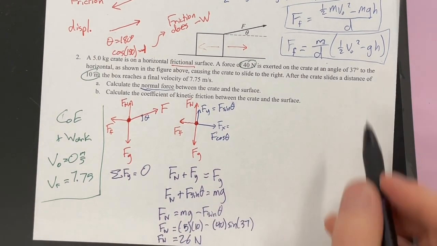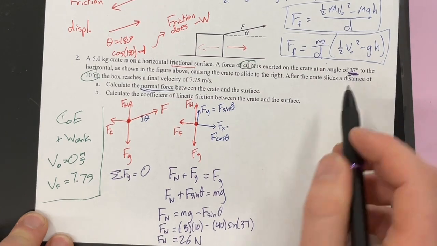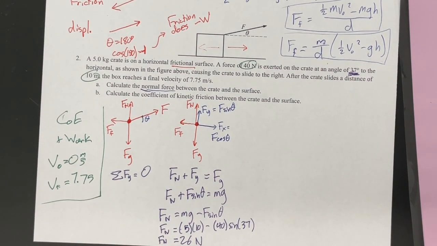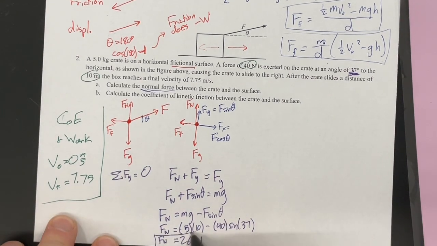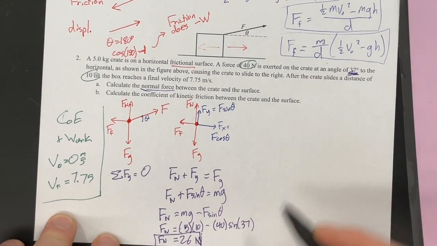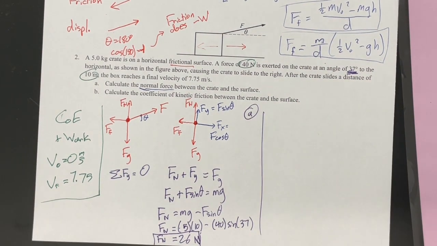I'm going to round it because we're given 37 degrees, which means, oh, they want us to have a, right, it's a 3, 4, 5 triangle. So whole numbers. So our normal force, 26 newtons. All right, there's part A. Questions so far?